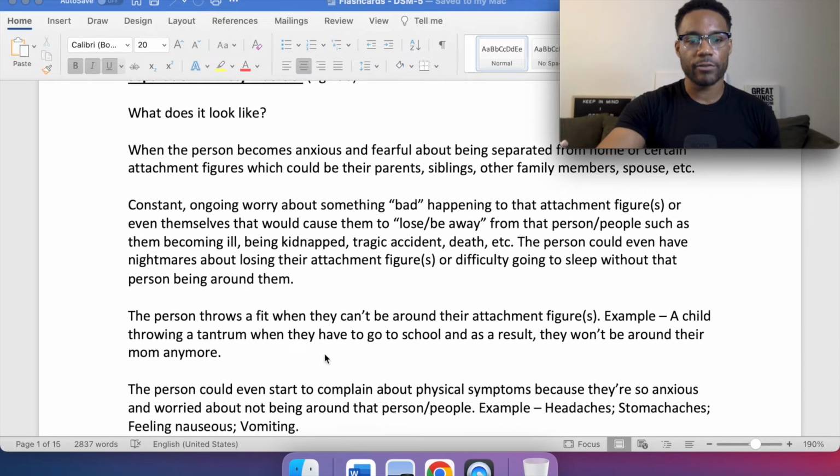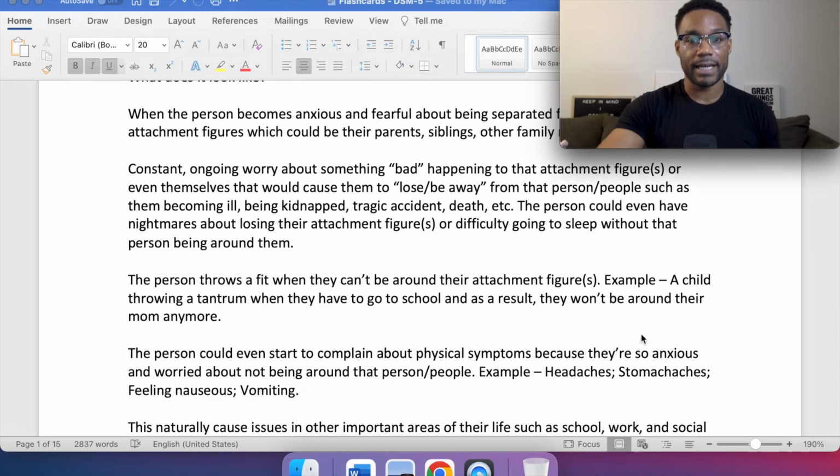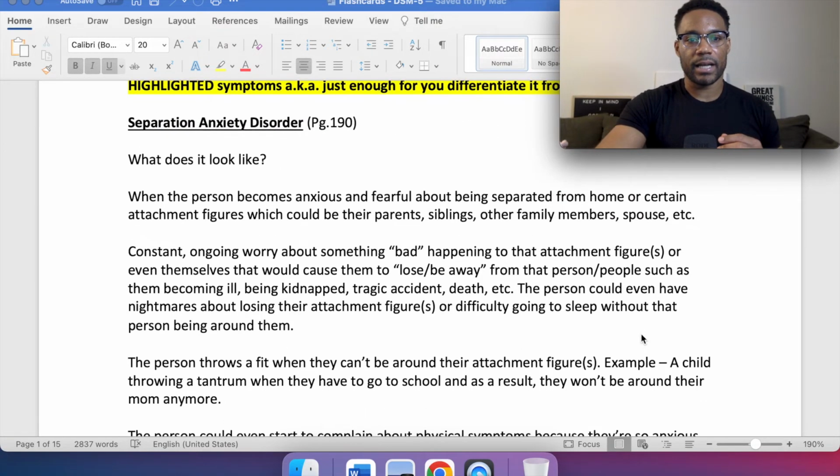The person throws a fit when they can't be around their attachment figure or figures. For example, a child throwing a tantrum when they have to go to school, and as a result, they won't be around their mom anymore. So again, what does separation anxiety disorder look like? These are the types of things that we want to look for.